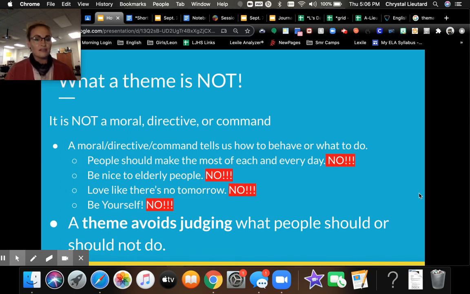So the phrase, people should make the most of each and every day. Nope, not a theme. Be nice to elderly people. Nope, not a theme. Love like there's no tomorrow. No, not a theme. Be yourself. No, not a theme. A theme does not judge what people should or should not do. So if you notice that you're using the word should or you're using command words, you're not working with a theme.